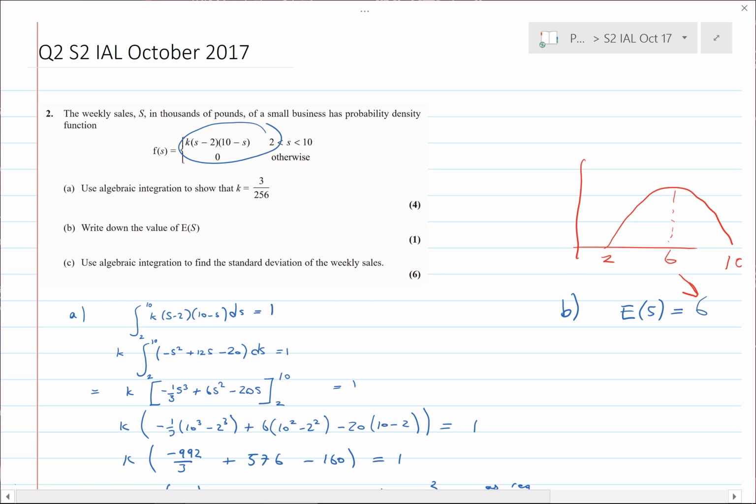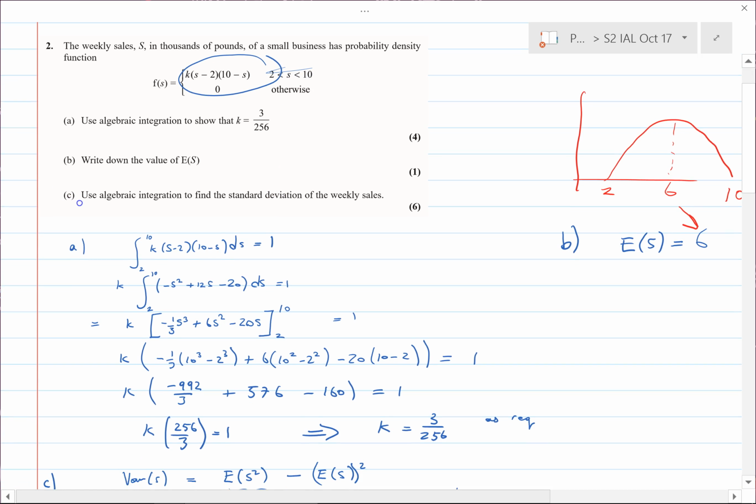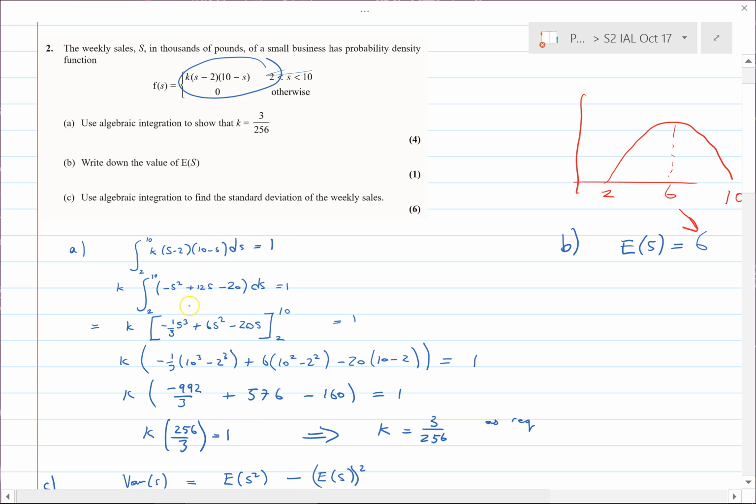Question 2 is long and repetitive, I found when we did it. It's a PDF with an unknown value of k, and we integrate between the limits 10 and 2 to find the value of k, so it's straight integration, quite a lot of bits to do. We integrate the function, use the fact that it's equal to 1, and then we get the required answer that k is equal to 3 over 256.